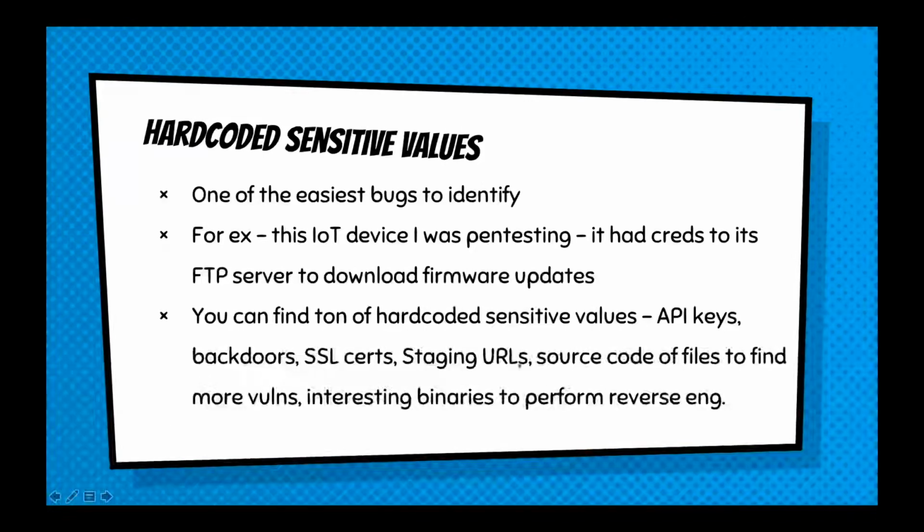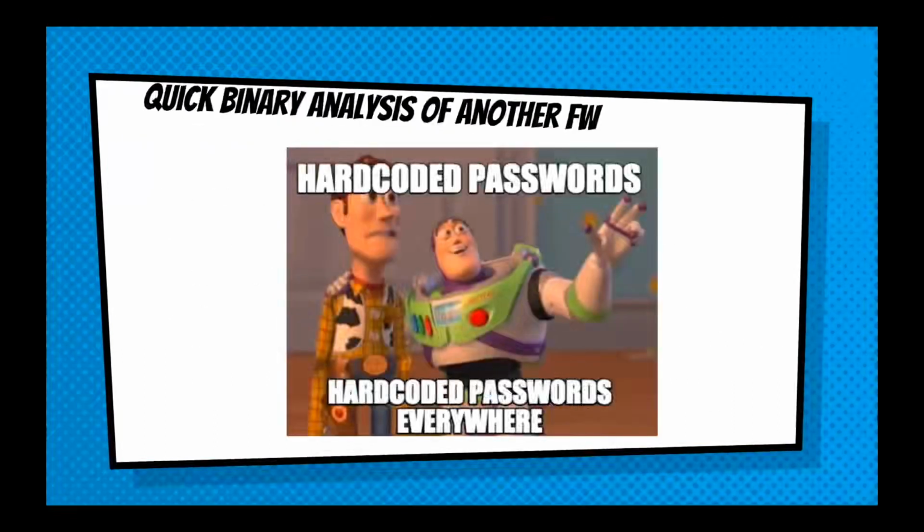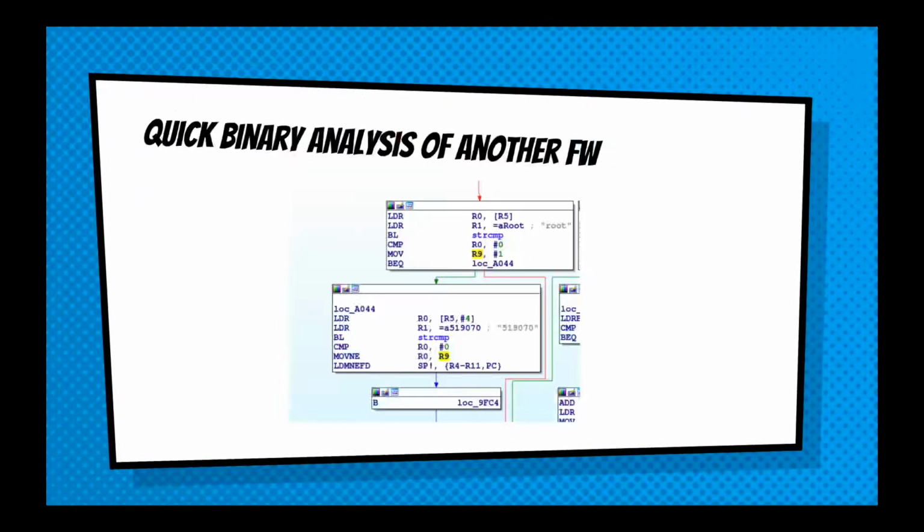So you can find a ton of hard-coded sensitive values, API keys, private SSL certs, staging URLs in a number of cases, and additional binaries to perform reverse engineering. So if you simply load up a couple of binaries in IDA, so for example, this is a binary. We simply look at the disassembly. You find that there's a hard-coded credential.